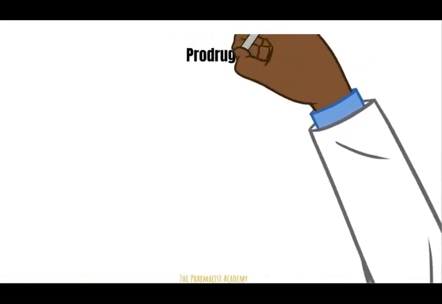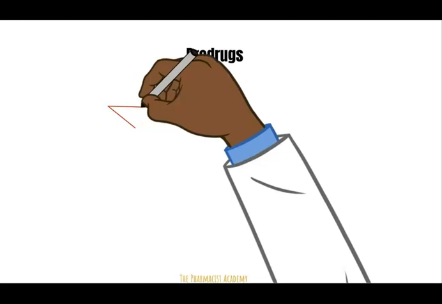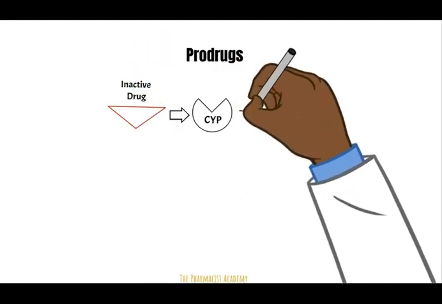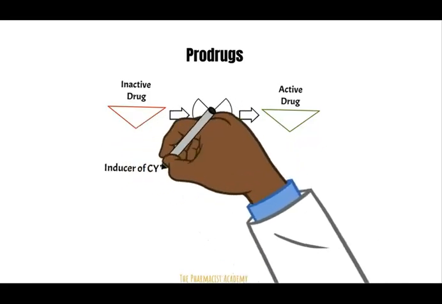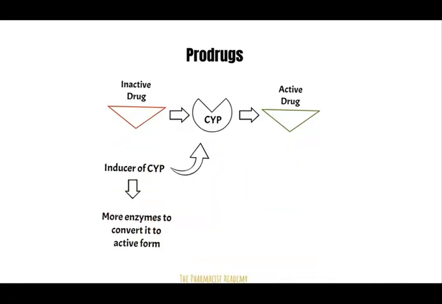So before I end this video, I wanted to apply what we learned to prodrugs. Now, prodrugs are simply drugs that need to be activated first in order to actually work. And the CYP enzymes are sometimes the catalyst for this. When dealing with drug interactions, if we have a patient on a prodrug and a CYP inducer, this will lead to more enzymes that will convert this prodrug into the active form.